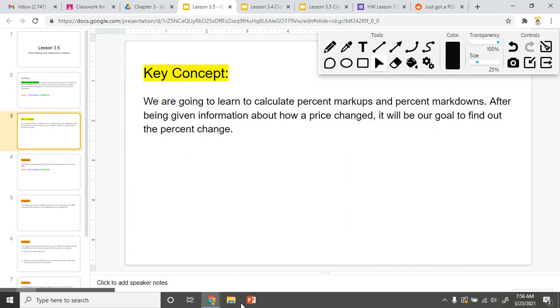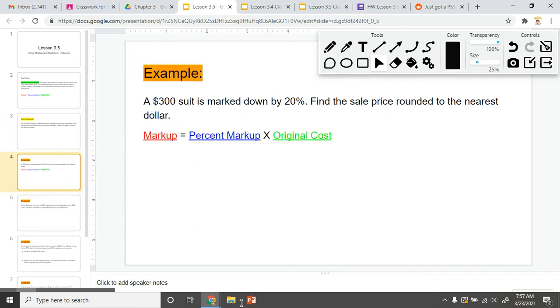Today we are going to learn to calculate percent markups and percent markdowns. After being given information about how a price changed, it will be our goal to find out how much the price changed, or more precisely, to find out the percent change. All right, so let's get into our first example. A $300 suit is marked down by 20%, and we want to find the sales price reduced to the nearest dollar.